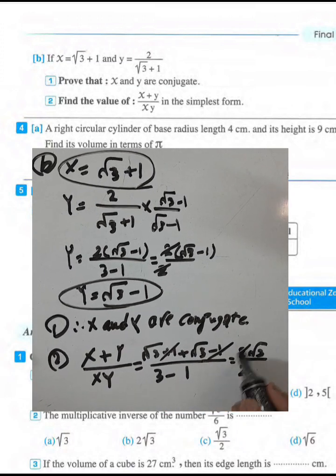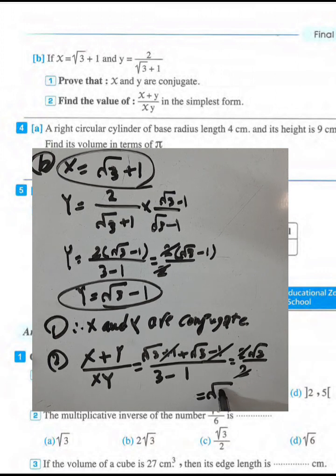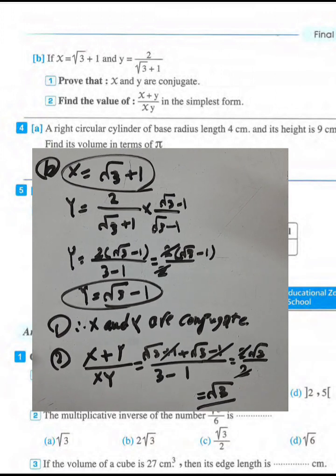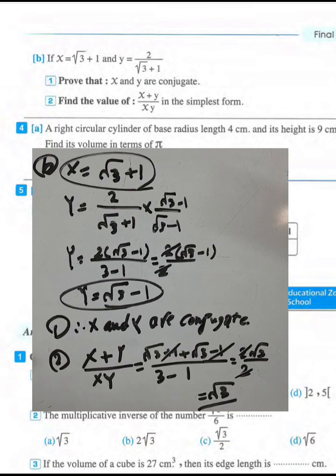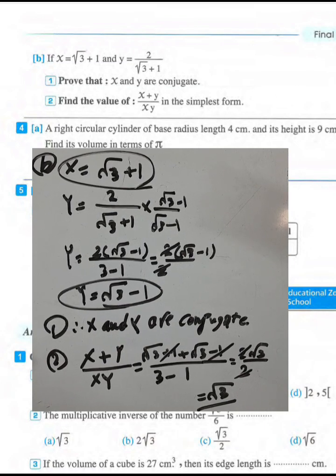Then 2 divided by 2 is 1, and 1 times root 3 is root 3. The result here will be root 3, okay? In the simplest form, the result will be root 3. Next question.